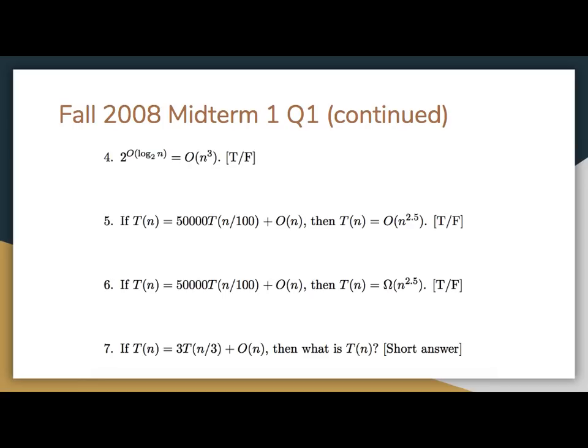So not necessarily. You can only say that if it's a theta. So if it's theta n to the 2.5, then theta means O and omega. But if it's O, you don't necessarily know what the lower bound is.